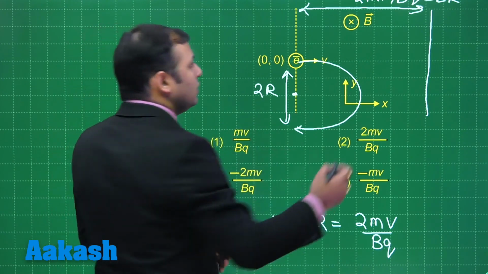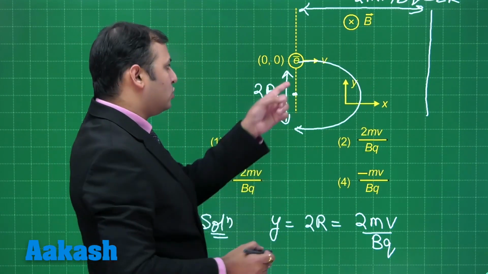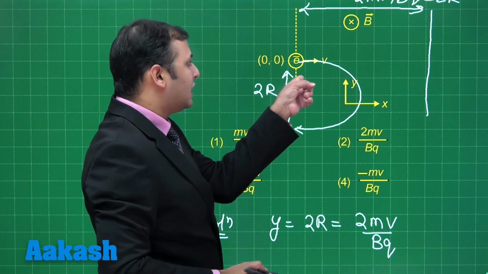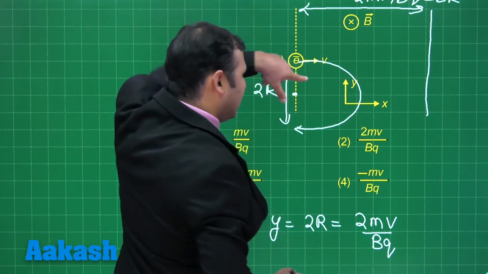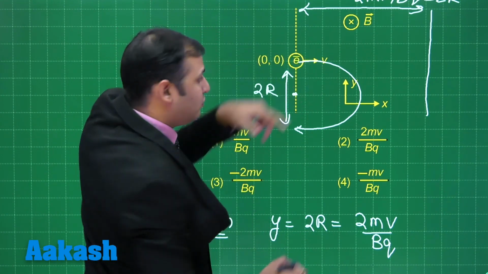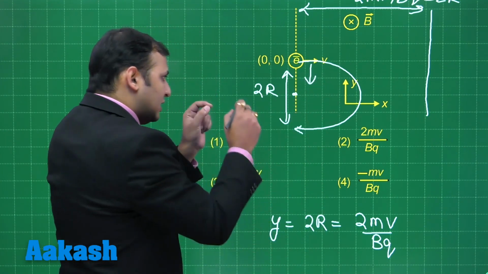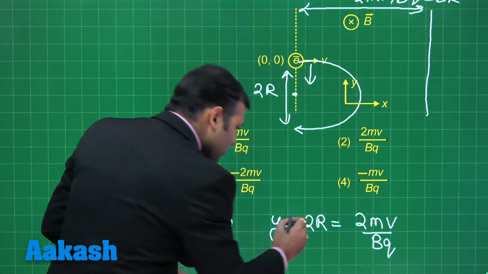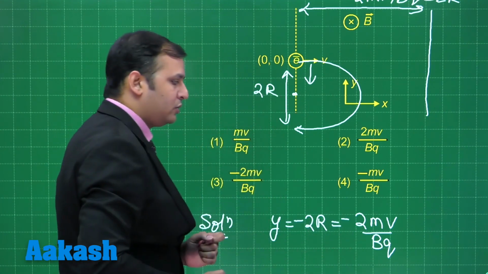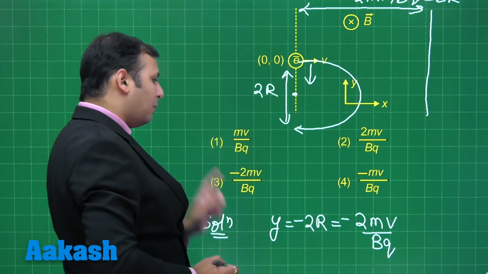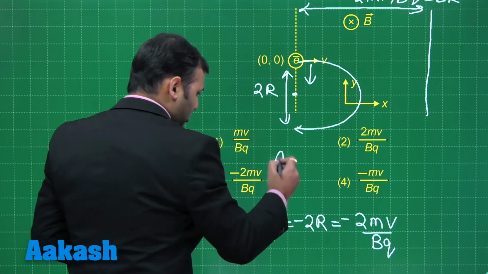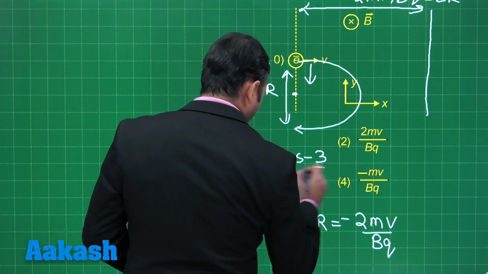Why is it coming down? Since the magnetic field is inside, so magnetic field, what about the current? Since electron is moving in this direction, current will be in opposite direction, so force will be downwards. That is why it is coming in this direction. So this is coming towards minus y-axis, so I would write minus and minus. So let's see which is the best suited option among the four. Yes, option number 3 is the correct answer.